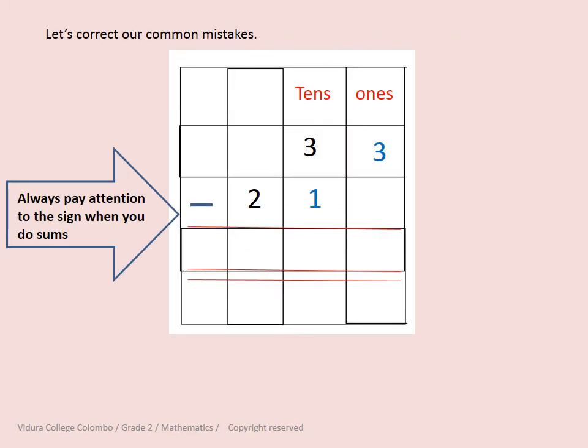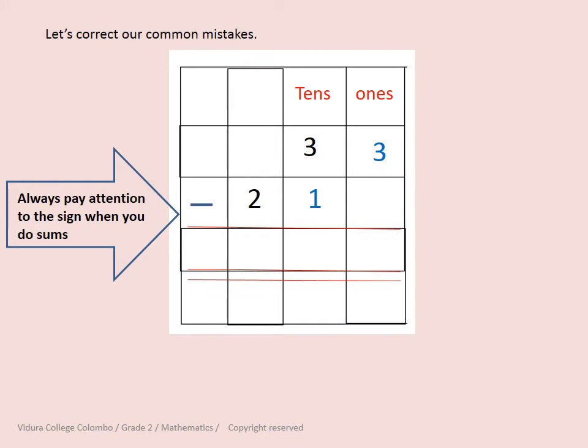Let's correct our common mistakes. Now look at this following sum. 33 minus 21. Do you think the way we have written the sum is correct? No, it's not correct. So we need to correct ourselves. We have to write the correct number on the correct value place. Now 33 is written in the correct value places, but 21 isn't. Now let's try to correct ourselves.